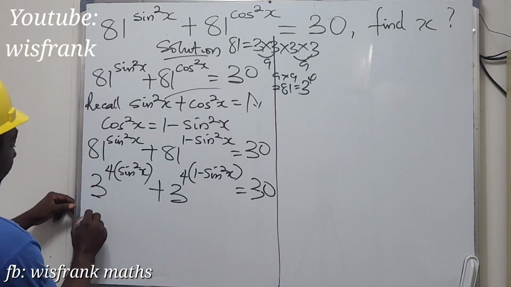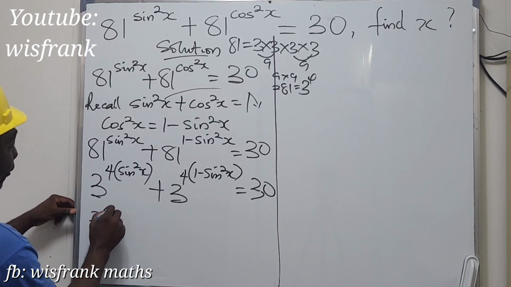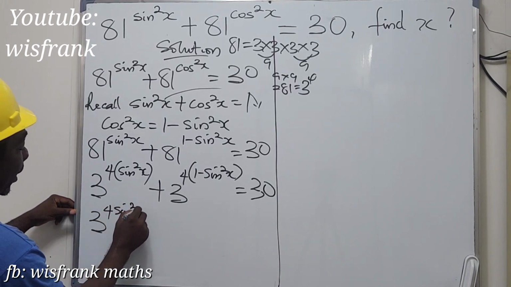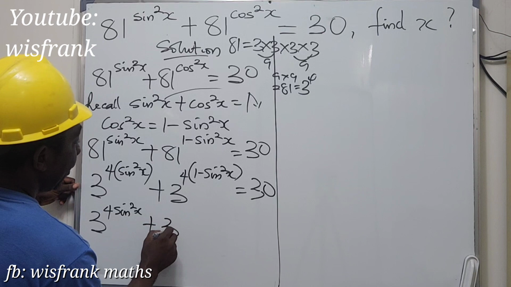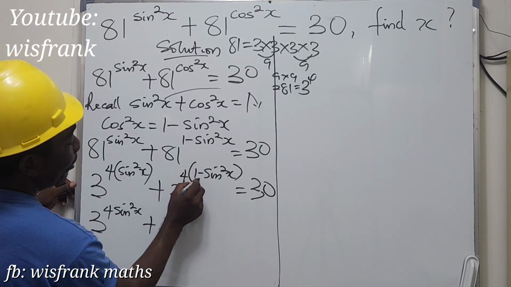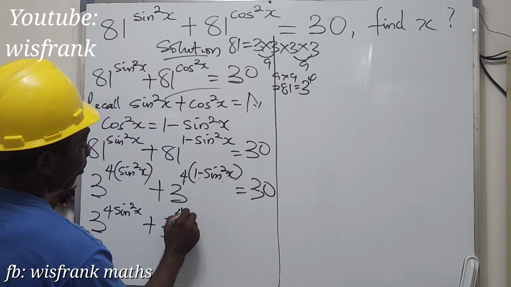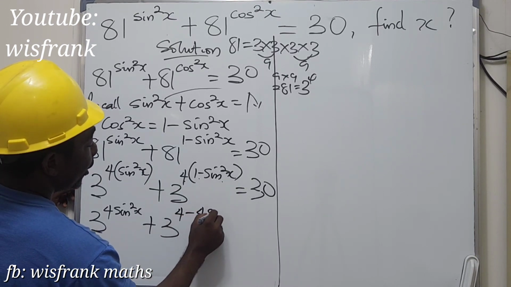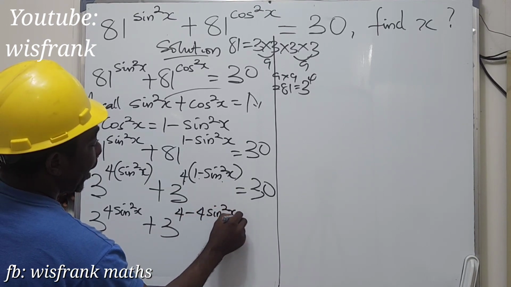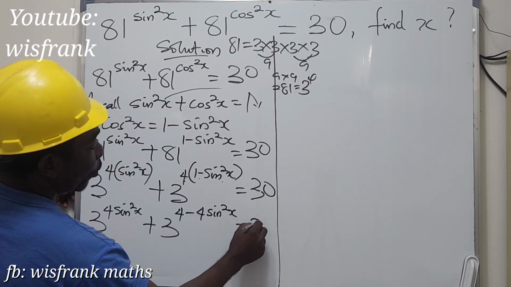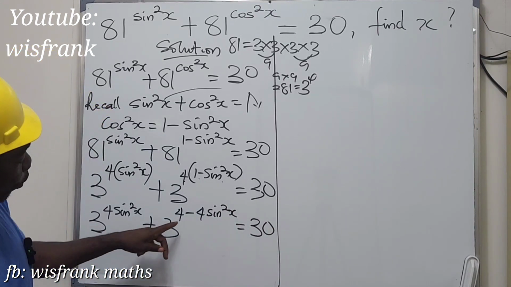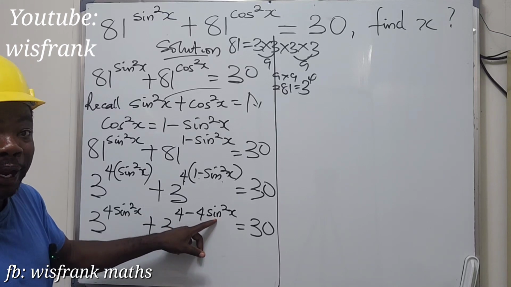Now here will become 3 to the power of 4 sine squared x plus 3 to the power of 4 times 1, we have 4. Then 4 times minus sine squared x is minus 4 sine squared x. So here it will become equals to 30. Here we have minus 4 sine squared x.